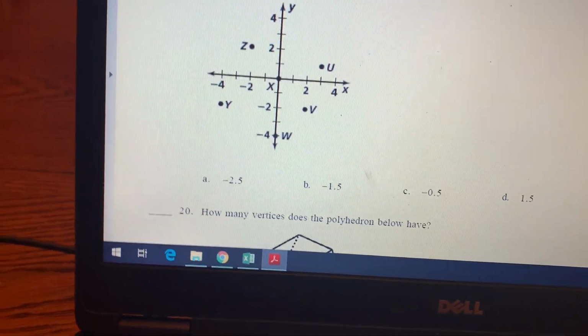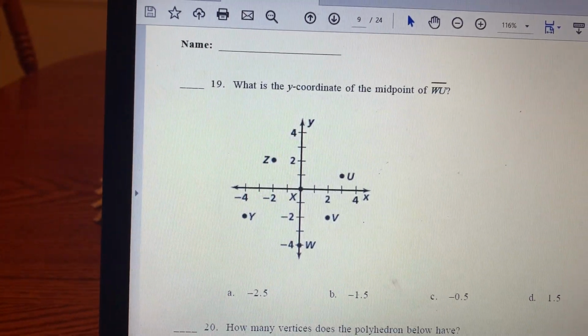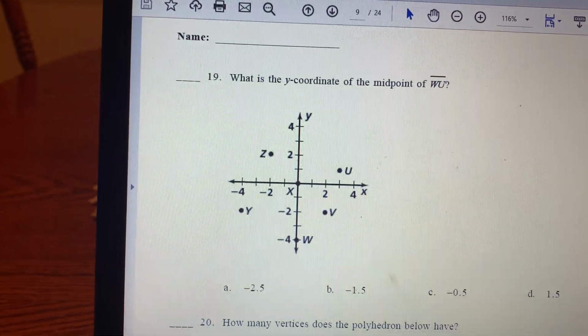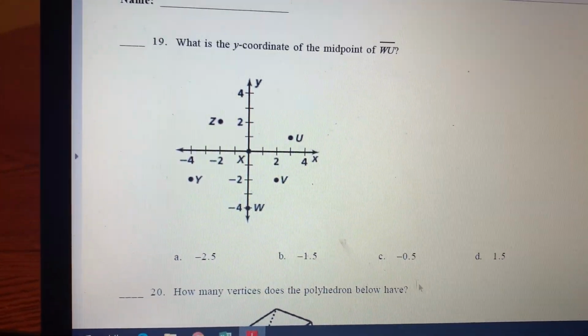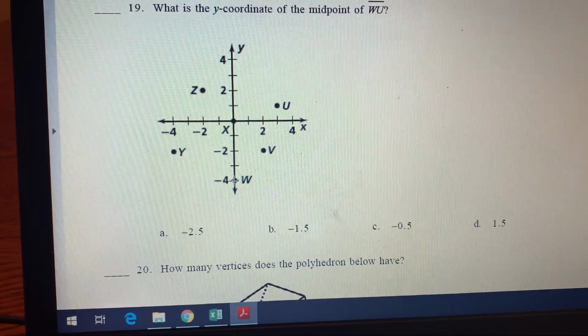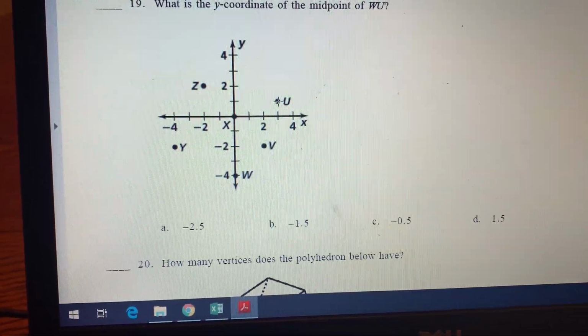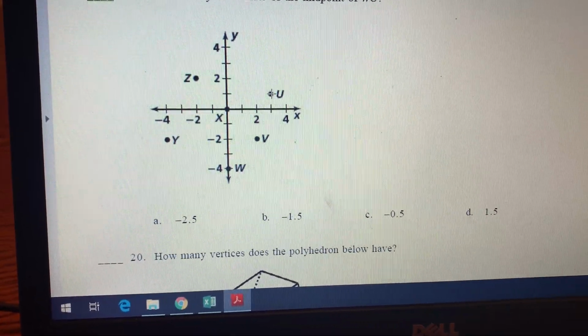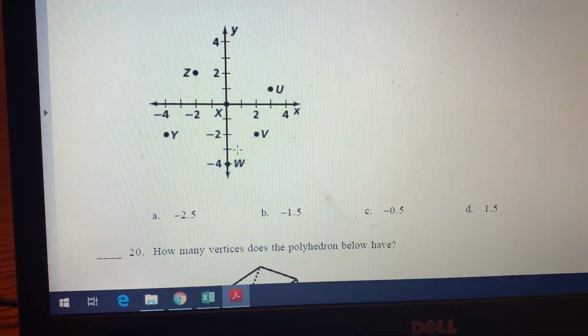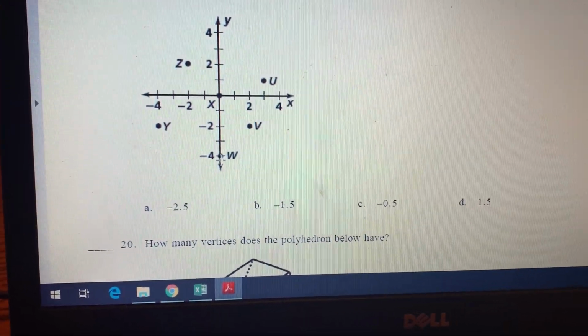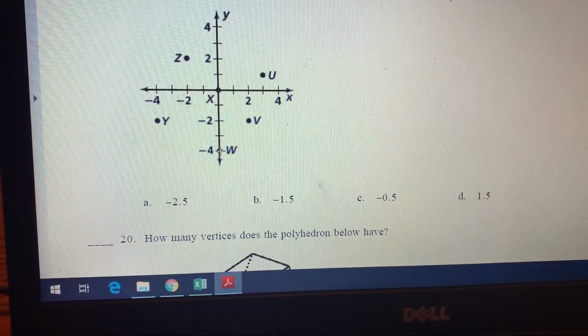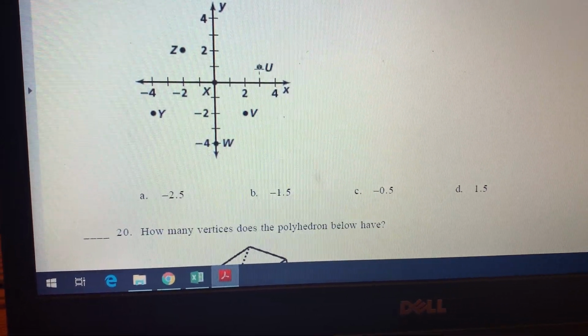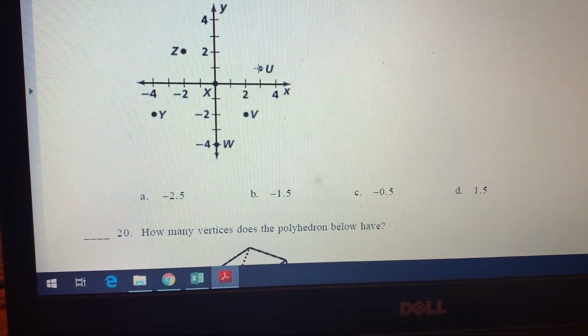Another midpoint one. We actually have another one coming up too. What is the y coordinate of the midpoint of WU? So yeah, I think finding midpoints is pretty easy. Here's W, here's U. If you're just looking at the y coordinate, then just look at the y coordinate. Don't even worry about the x coordinate. So W has a y coordinate of -4. U has a y coordinate of 1.